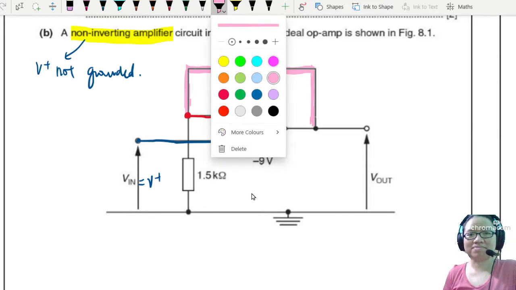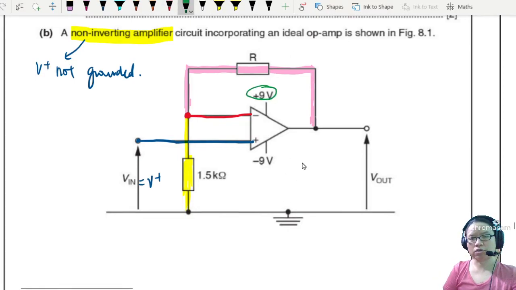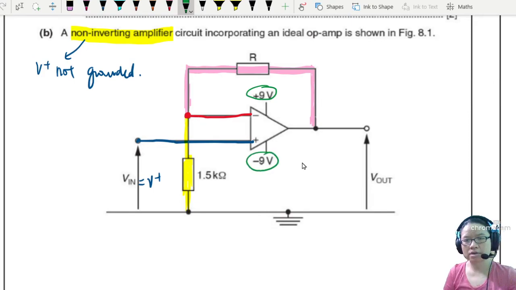I'm just going to change color a bit halfway. So this one is your potential divider circuit. The pink color side is your feedback loop. We also have the supply. Just keep the supply in mind, because normally people will ignore the supply. So I'm going to circle it so I remember. And whatever comes out of this end will be the output. So here is actually V out.